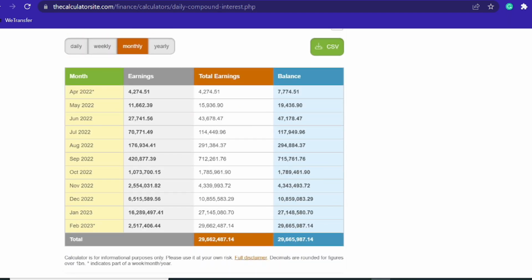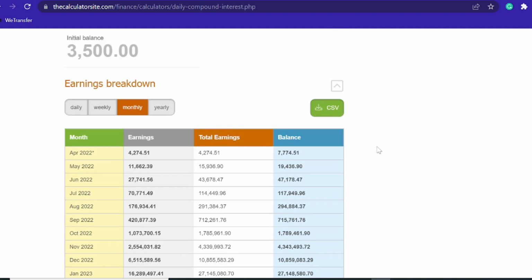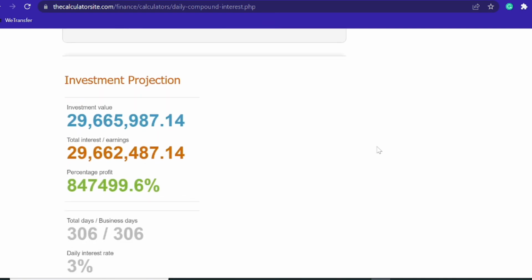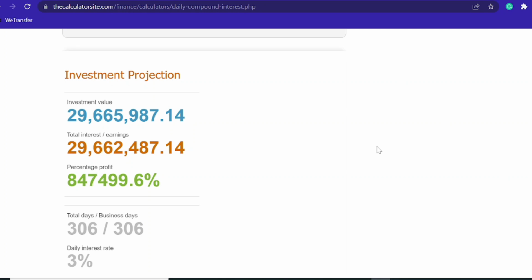Look at it. It is real, guys. This is real. Okay, so this is what you have for 10 months. Look at the first month. Look at the second month. Just take a look at it. So just imagine you do this for other figures, other investment capital, and do the projection. Imagine what you are going to get.